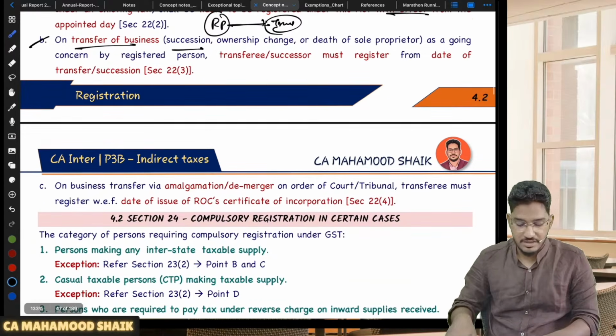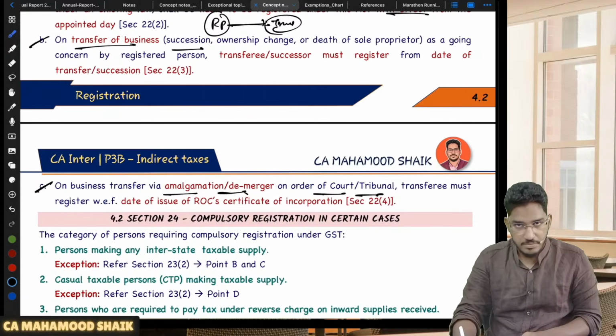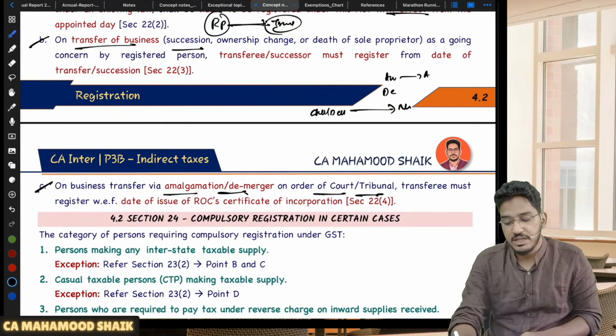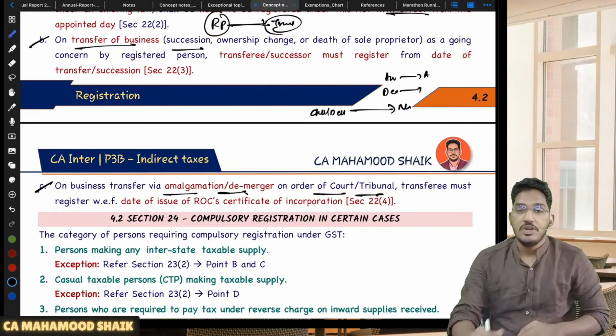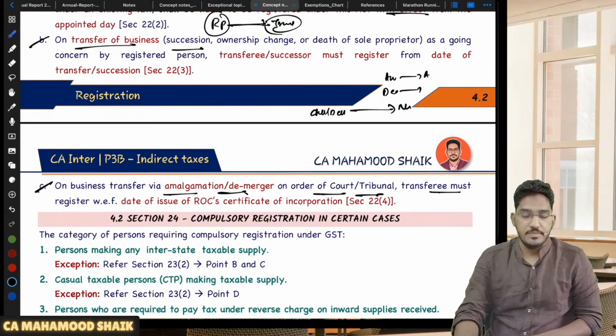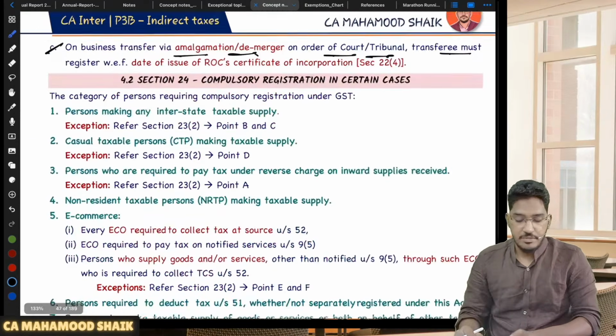Similarly, if there is any amalgamation or demerger on the order of a court or tribunal, because of that new entities will get created. If it is an amalgamation, the amalgamated entity will be there. If it is a demerger, resulting entities will be there. Those resulting entities or amalgamated entities will also become liable for registration. Next, so this is what regarding section 22.